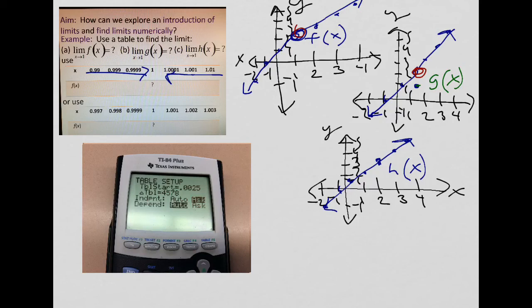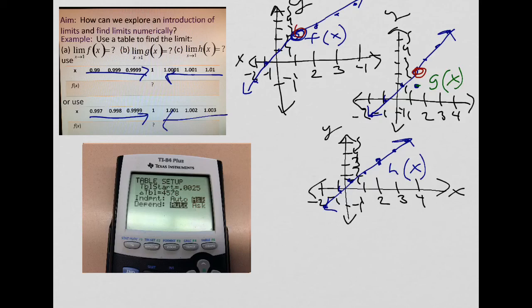Okay, when you go to table setup, it doesn't matter where your table starts or what the increments are, that's delta table. The only thing you need to change is where it says independent, you're going to go from auto to ask. Okay, the second table that I have here is where you would use auto because you can see that the increment is the same.